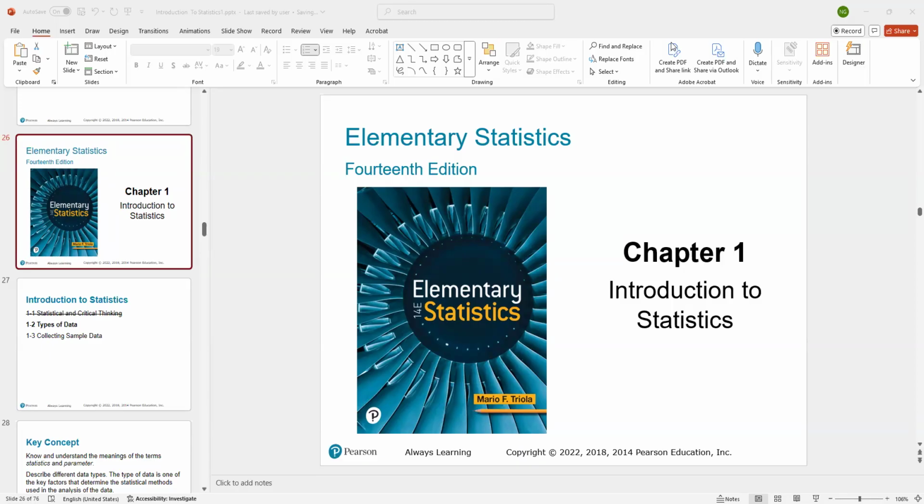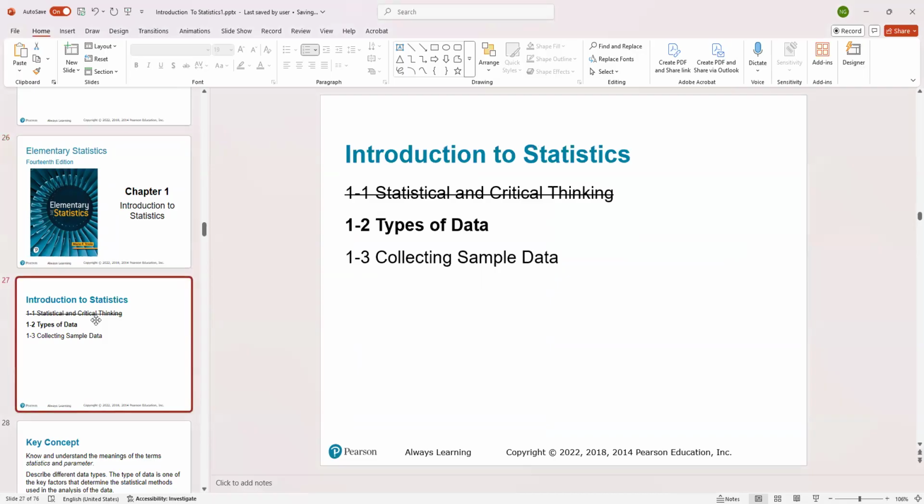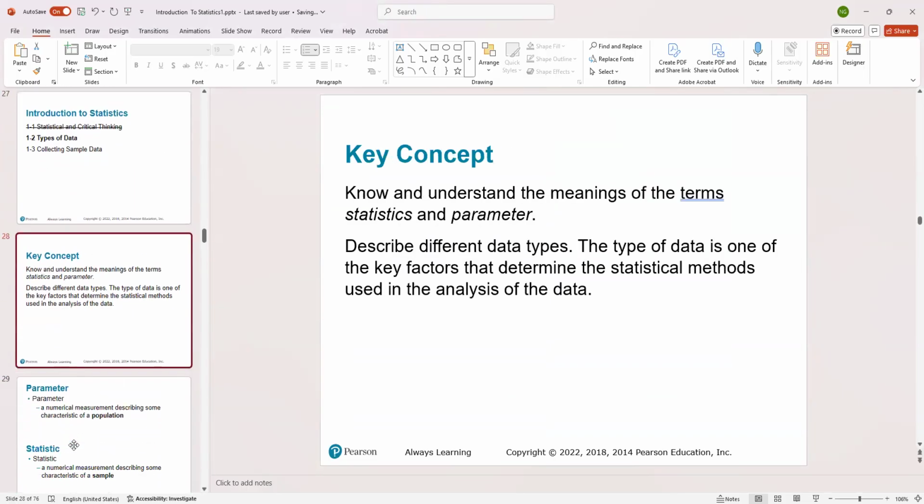In this video, we're going to continue with chapter one, Introduction to Statistics. In this section, we're going to focus most of all on the types of data. If for some reason you missed the first video covering statistical and critical thinking, I strongly advise you to go back and take a look, because we're going to continue here, because a major use of statistics is to collect and use sample data to make conclusions about a population.